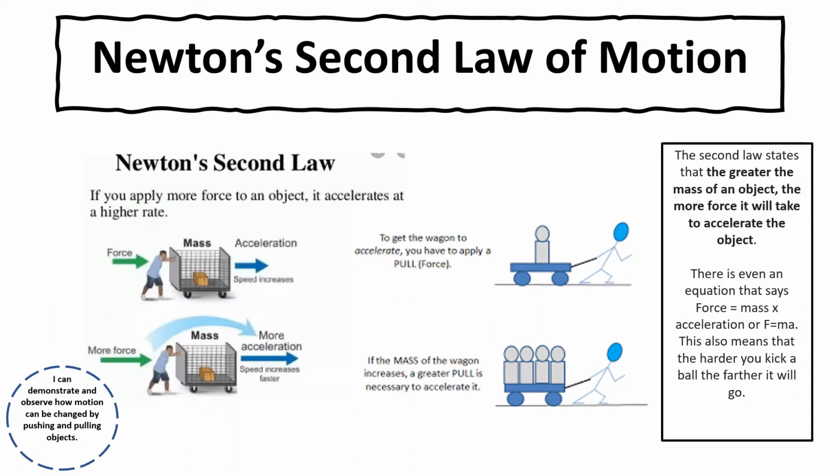Newton's second law of motion: if you apply more force to an object, it accelerates at a higher rate. So we have force, look at this top one. And there's mass in there, and acceleration, the speed increases. The more force you put, the faster the acceleration is, the faster it goes. To get the wagon to accelerate, you have to apply a pull force. If the mass of the wagon increases, a greater pull is necessary to accelerate it. So you're going to have to really put forth a lot of effort to get it to go.